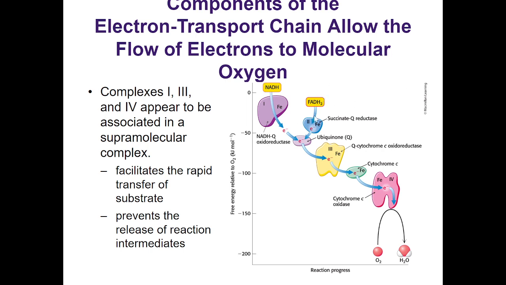And then we're going to have complex 2. This is going to have the FADH2 coming in, giving the electron density. Now, if you remember, the source of that FADH2 was succinate, right? And so the electrons are going from succinate, technically through FADH2, to the Q. Okay?